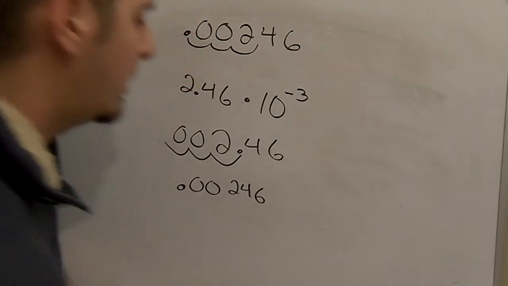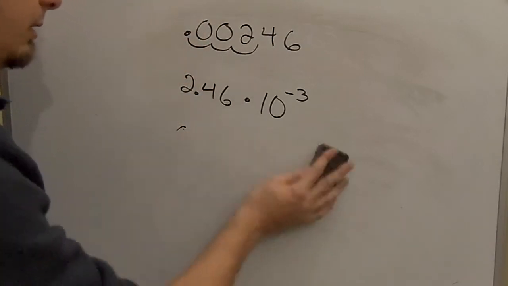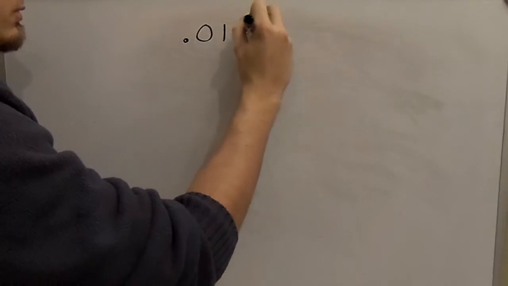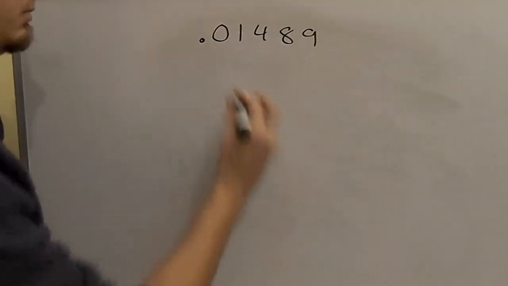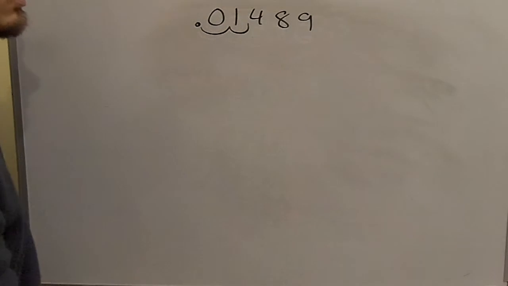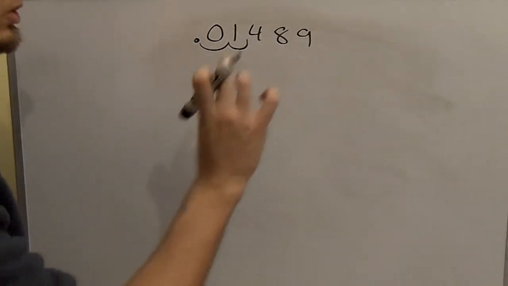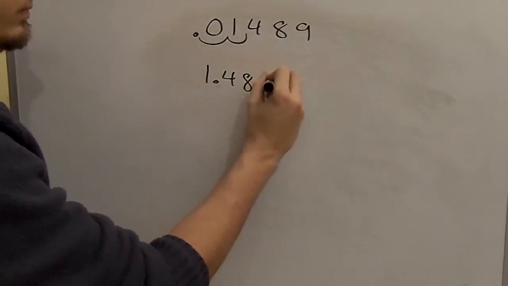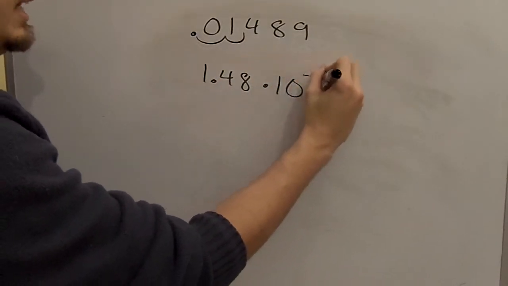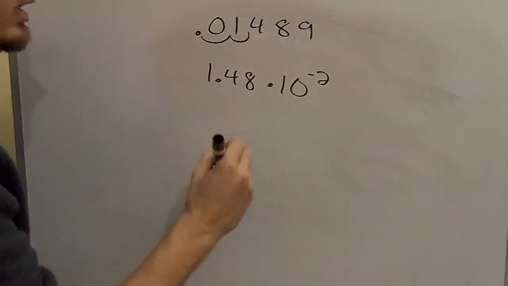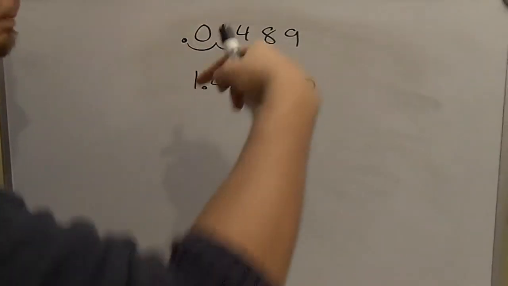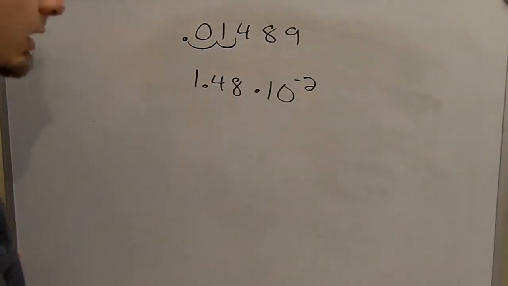Okay, so I'm going to do that one more time. I'm going to do another example, just to show you how it works. Okay, I've got, let's say, 0.01489. Okay, I'm going to move that decimal forward, so it's between the first and second number. So in this case, we have 1.48 times 10 to the -2 because I moved it forward 2 spaces. So when I multiply it out, I want to make sure it moves back 2 spaces to where it was. So to move back 2 spaces, we use negative exponents.